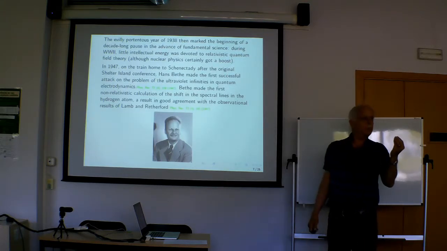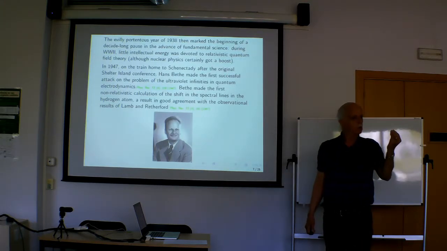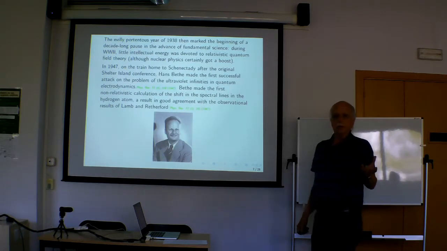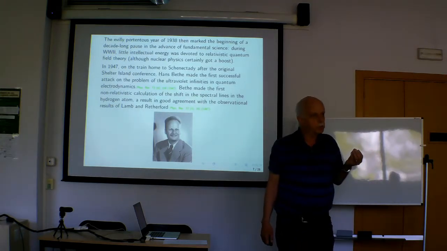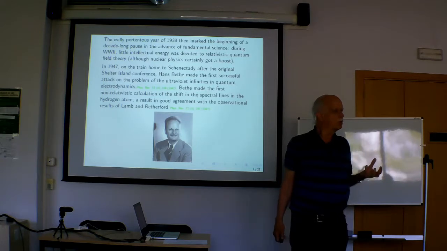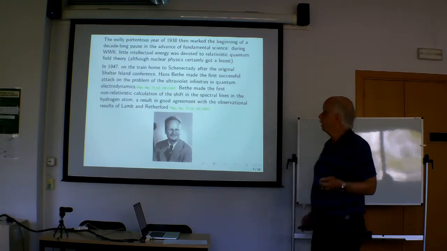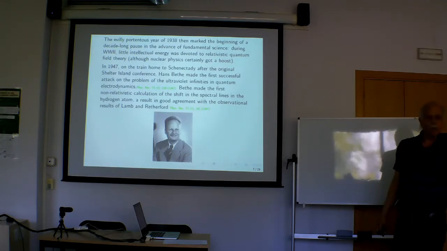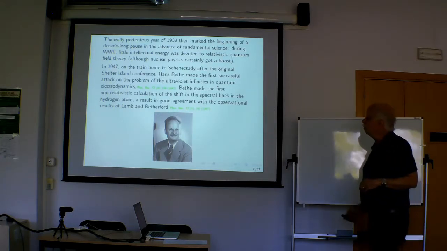And so they had a particular value for the shift in the energy levels, the spectral lines of the hydrogen atom. And the question was how to explain this. And Bethe understood this had to do something with these pesky quantum corrections that seemed to be infinite. And so he invented a kind of off-the-cuff procedure to handle them.